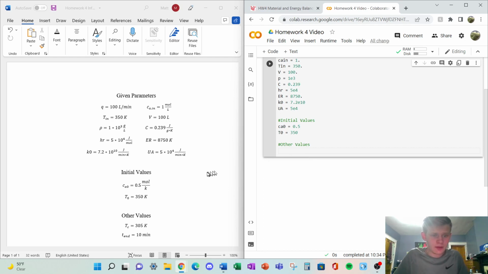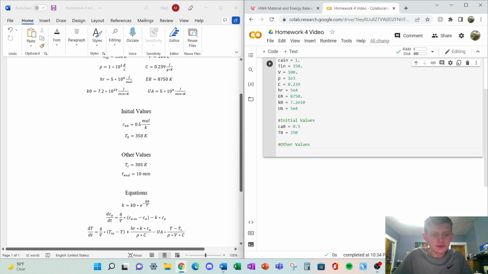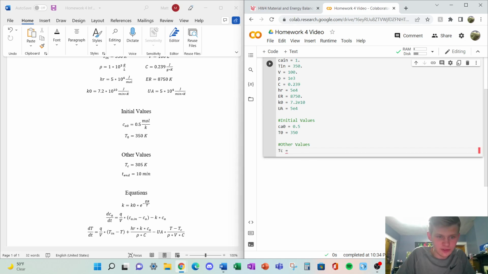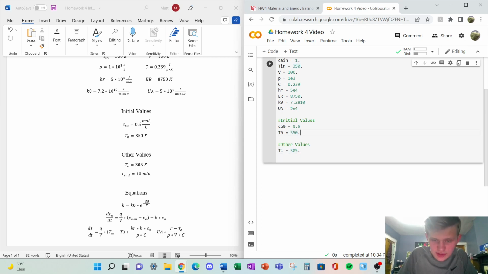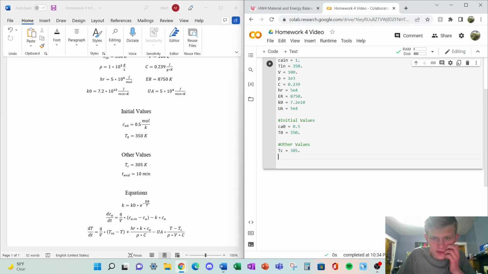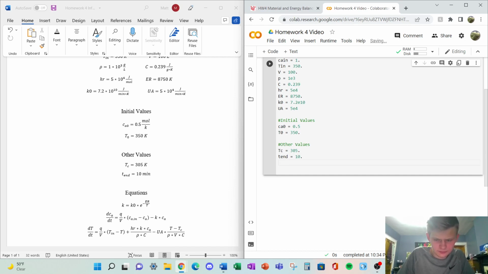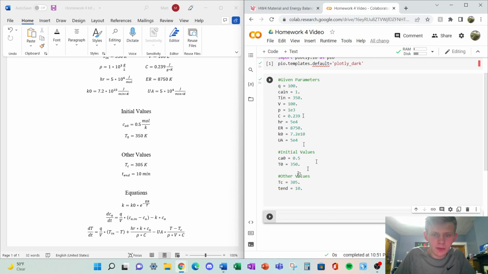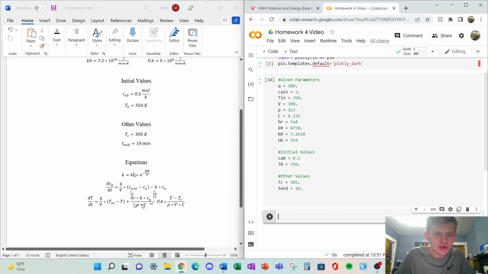Our other values we're going to use include the temperature of the coolant, which we'll call TC, and that is going to be 305 Kelvin. I need to go back up and change something just in case it won't work. We will also have our ending time, which is 10. And this will be all of our values that we're going to use throughout these equations and throughout our integrands and our integral functions.